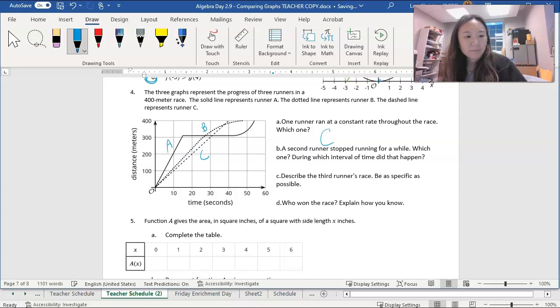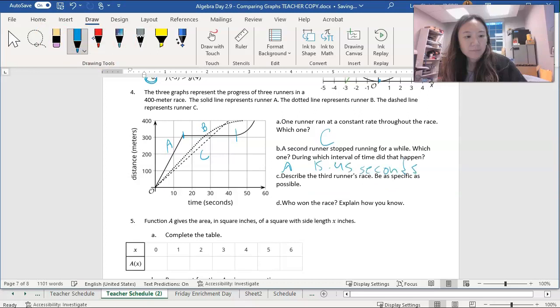A second runner stopped running for a while. Which one? During which interval of time did that happen? So that is person A, and that is from a little bit after 10 seconds, so about 15 seconds until probably about 45 seconds. So 15 to 45-ish seconds. Oh, I'm sorry, that is in the wrong place. So this should be here, 15 to 45 seconds.